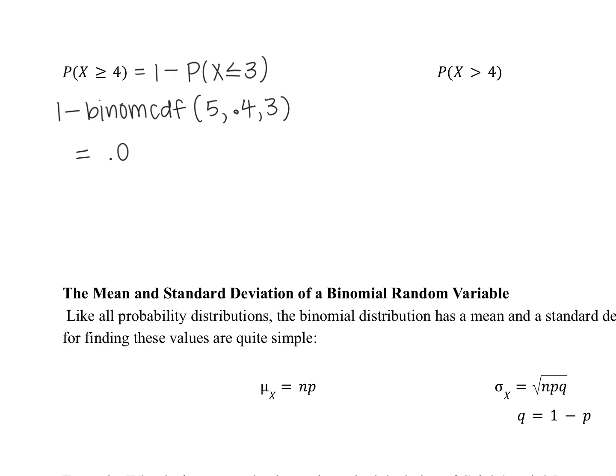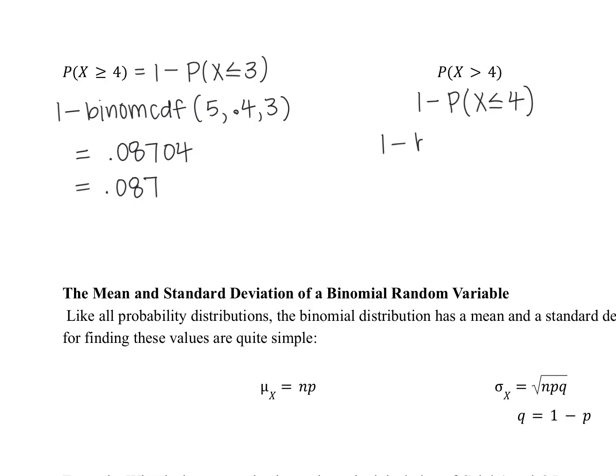We get 0.08704, which you can also write as just 0.087. The hardest one might be just greater than, because you have to do 1 minus the probability. This one, when I switch it to a less than or equal to, I'm actually going to keep the number 4. Because I'm not including 4 in my answer, when I switch it to a less than or equal to, I have to include it for my less than or equal to.